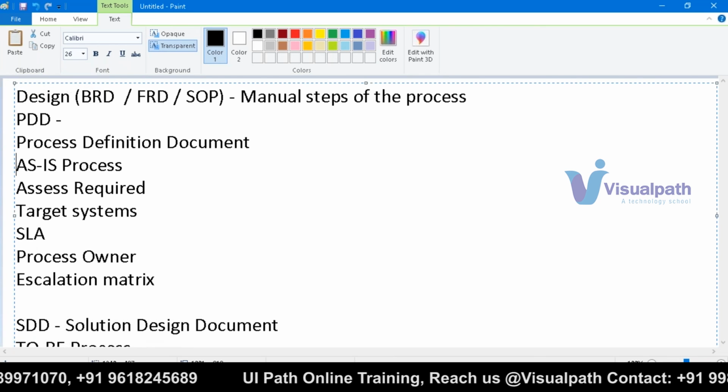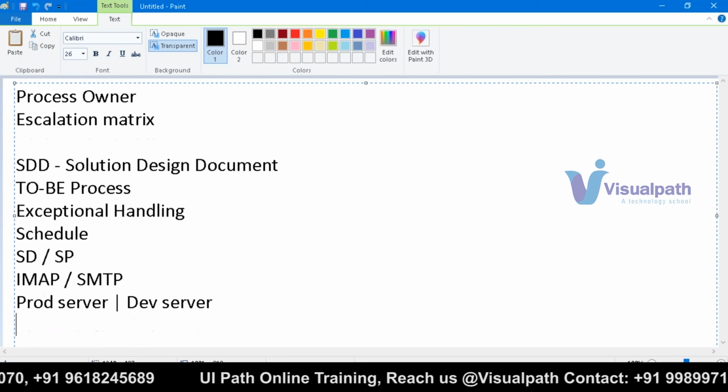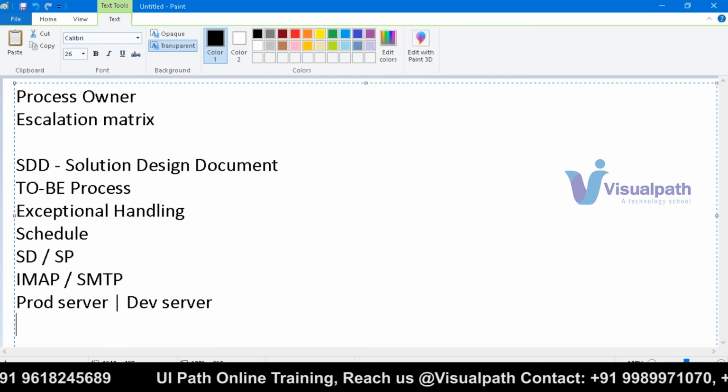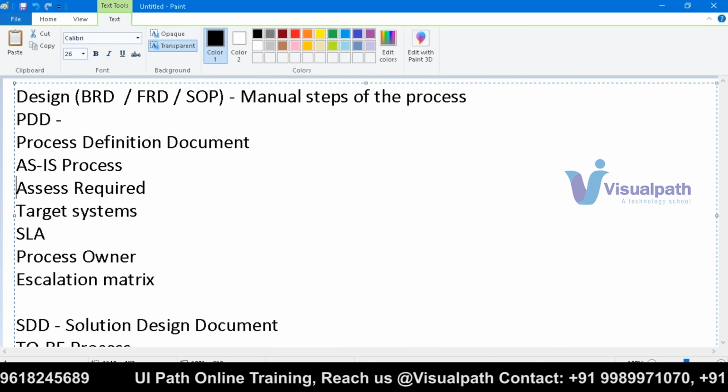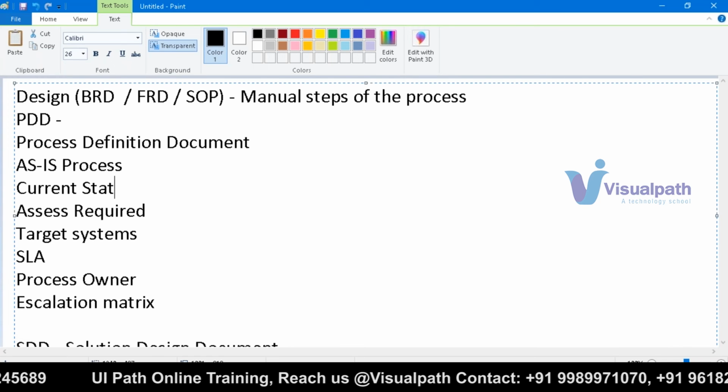So this is a PDD. These are the components you'll have in a process definition document, and these are the components you'll have in a solution design document. We also have something called current state process flow in here. We'll talk about this one of these days. What is a current state process flow?